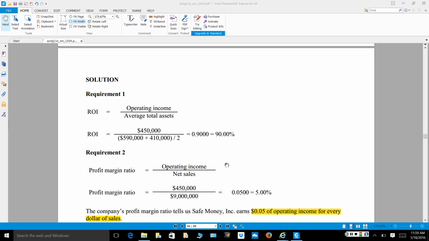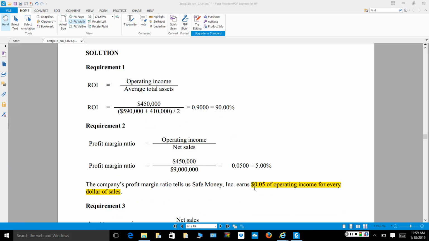Now, the second requirement says let's break it out into its expanded form. Calculate the profit margin, which is operating income, once again the $450,000, divided by sales of $9 million. So we have a 5% profit margin ratio, which simply tells us that we earn 5 cents in income for every dollar that we have in sales. Okay, so basically every dollar that I have in sales generates 5 cents of operating income.